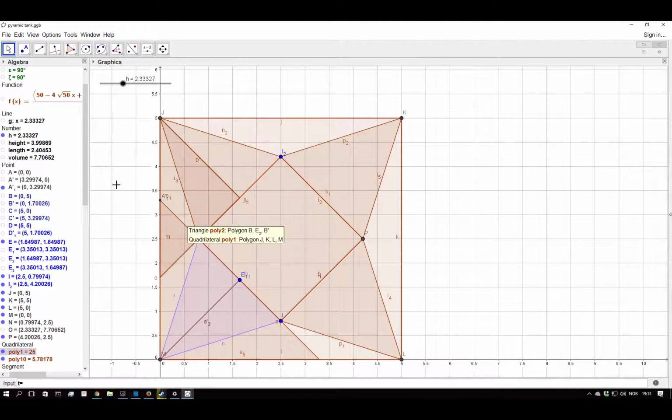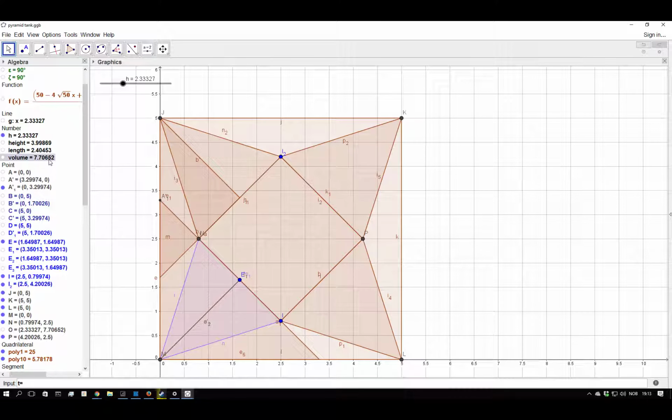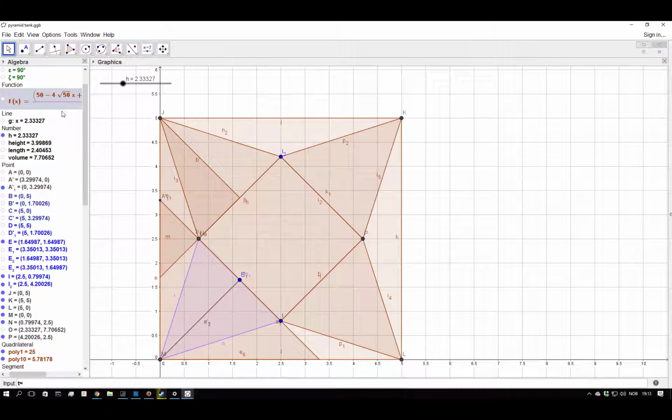There you have the base length and the height, just explained. It's the Pythagoras theorem. And so volume is then the length squared and the height, divided by 3. Very simple if you put this into a function.